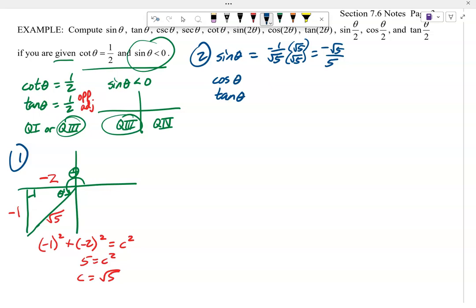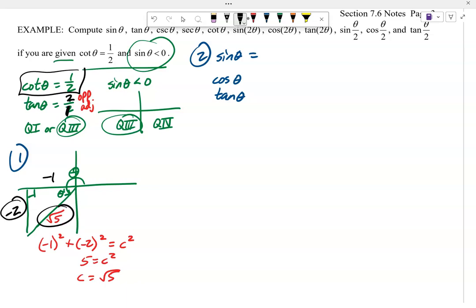Oh gosh, you guys, I just realized I made an error on this. I'm so sorry. Right here, if the cotangent's a half, tangent's 2 over 1. So opposite is 2, adjacent is 1. That makes a difference. Good grief. My hypotenuse is still √5, but that'll change things because my sine is opposite over hypotenuse, so -2 over √5. Sorry about that. Rationalize that by multiplying both by √5.